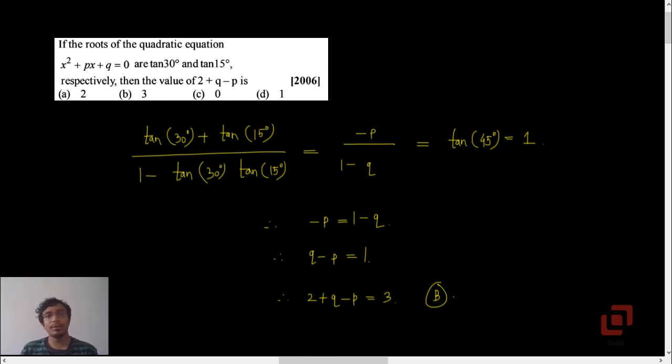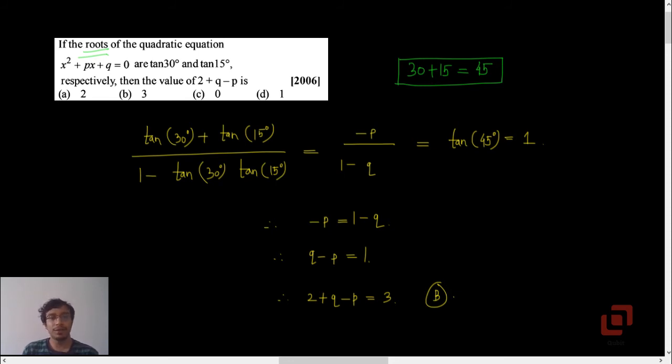Now this problem is also based on a similar concept. If the roots of the quadratic equation x squared plus px plus q equal to 0 are tan 30 degrees and tan 15 degrees respectively, then the value of 2 plus q minus p is, again you notice that the sum of 30 and 15 is 45 degrees. So we can use this relation to solve the question.